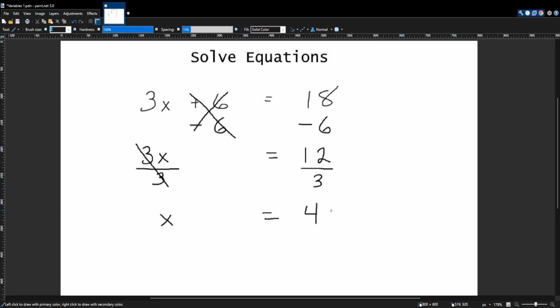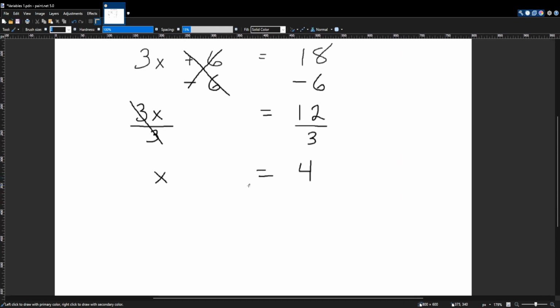And we can check this by plugging this 4 back into the beginning. 3x plus 6 is equal to 18. Replace the x with a 4. 3 times 4 is 12, which we saw right here, plus 6 is equal to 18.